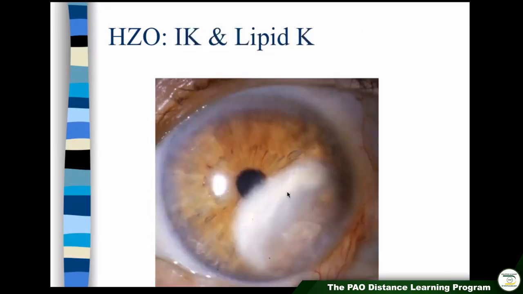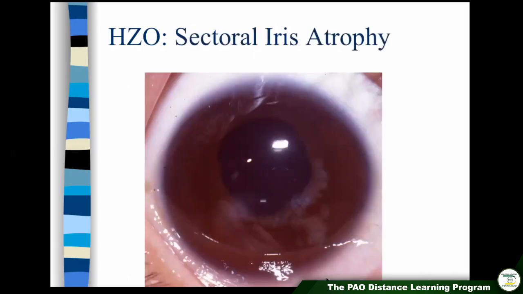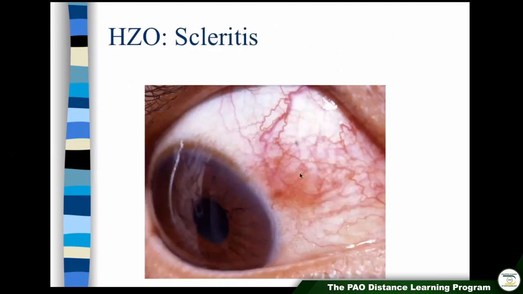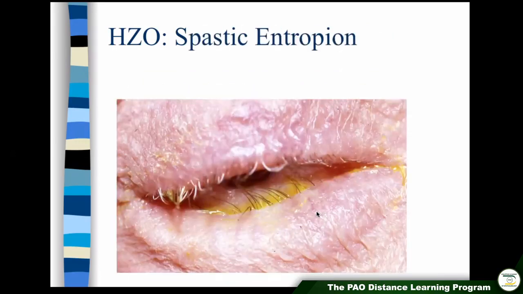In the more chronic cases, when they have unresolved interstitial keratitis and corneal vascularization, they might develop lipid keratopathy. These are late now, not during the acute. You see sectoral iris atrophy that will tell you the patient might have had herpes zoster in the past, and this is a focal scleritis, spastic entropion because of the affectation of the nerve.